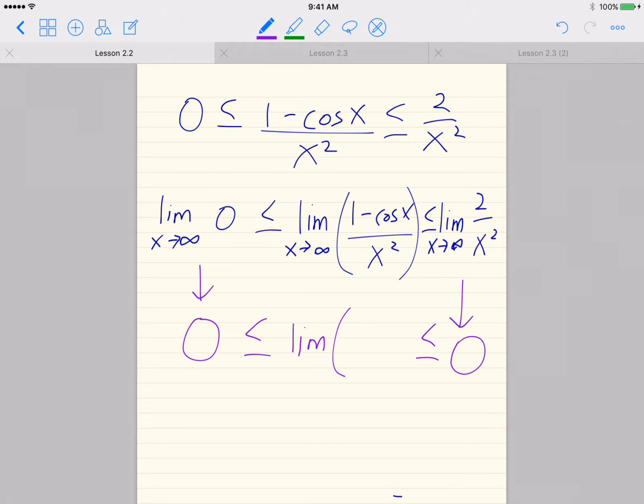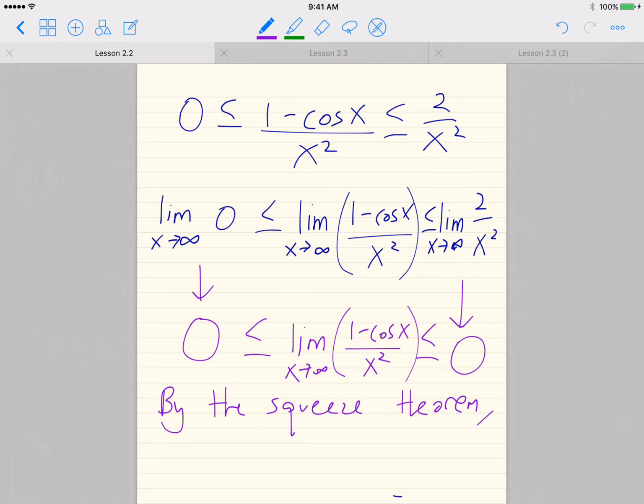So whatever the limit as x approaches infinity of (1 minus cosine of x) over x squared is, it has to be in between zeros. It's greater than or equal to 0, and it's less than or equal to 0. So at this point you could say, by the squeeze theorem, the limit is 0. Okay, so that's number 9 from your homework.